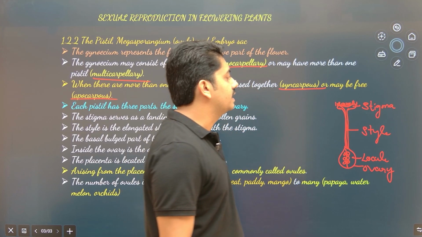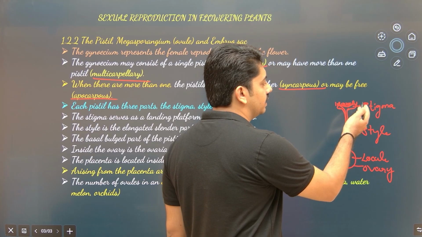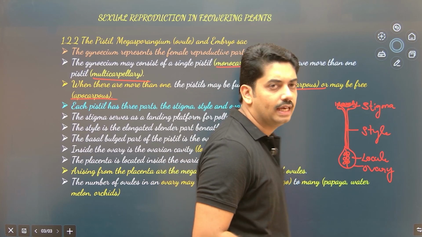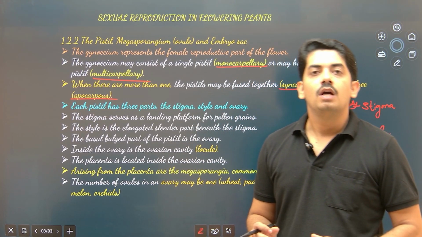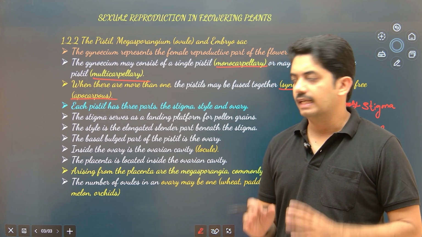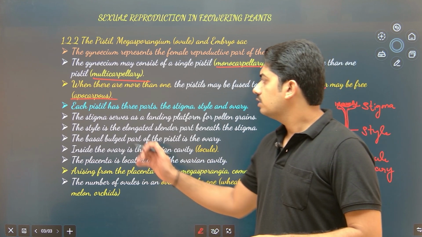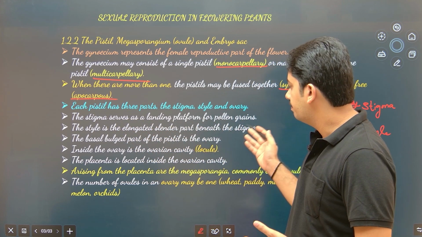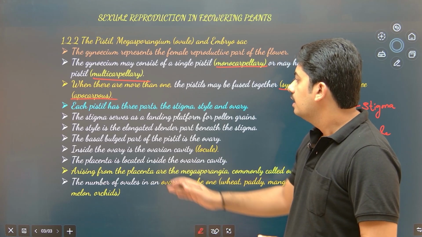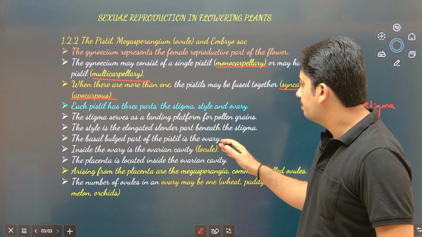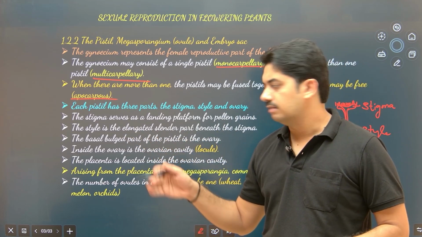Here we'll try to understand the parts, that is stigma, style and ovary. Along with that, I also explained their role in the fertilization. Now stigma serves as the landing platform. Of course we studied. The style is the elongated slender part beneath the stigma.